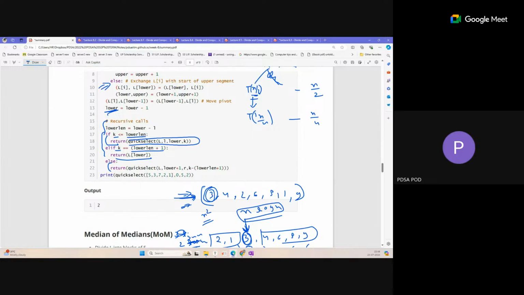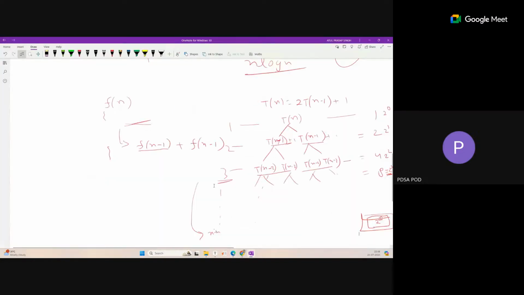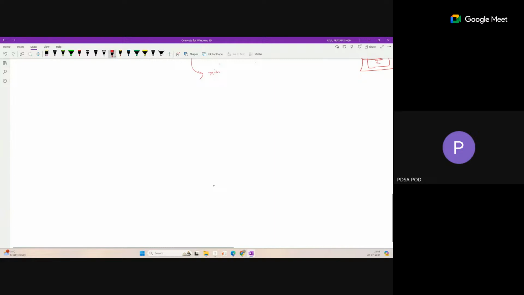But in the worst case, similar to the quick sort worst case, the pivot comes at one side. Suppose you have some elements, and you select the first element as the pivot element. After completion of the partition process, this pivot comes at one corner, either left or right. That means this is the pivot position, and for the remaining n minus 1 elements, you need to perform the quick select algorithm on the remaining part.